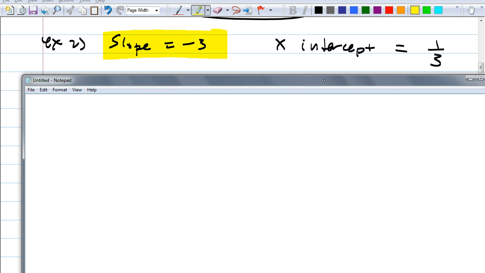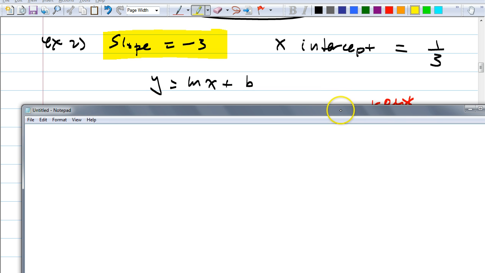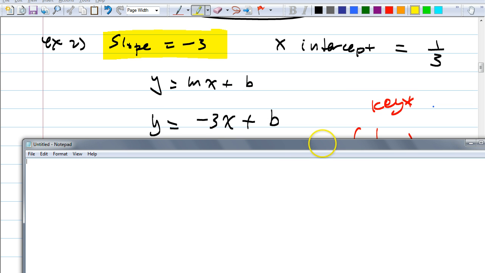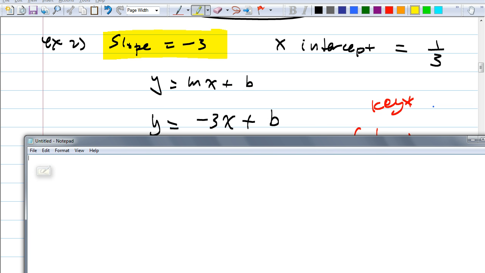Could I just use x-intercept in place of y-intercept? No. X and y-intercepts are different. Because you know that it's going to be y equals mx plus b. You can't just plug in x-intercept in place of b. You don't know what y-intercept is, right? Y-intercept and x-intercept are different, right? So we need this b, isn't that right?